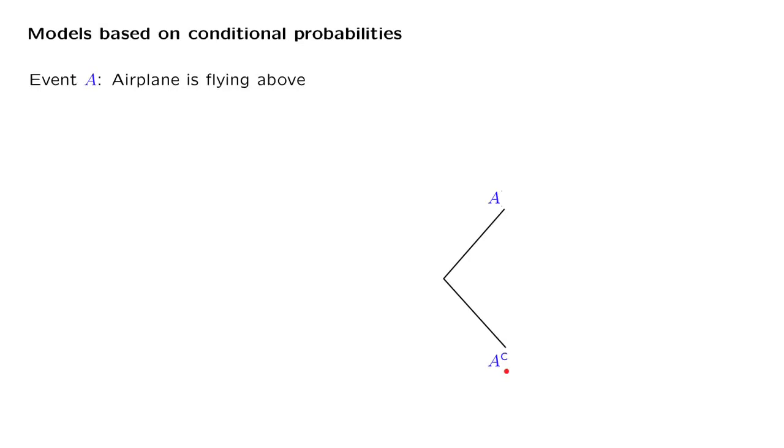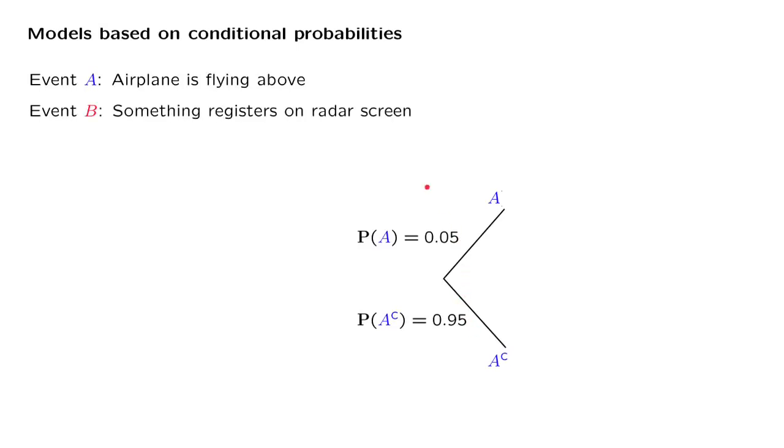We can also assign some probabilities to these two possibilities. Let us say that through prior experience, or some other knowledge, we know that the probability that something is indeed flying up there is 5%, and with probability 95%, nothing is flying. Now we also have a radar that looks up there, and there are two things that can happen. Either something registers on the radar screen or nothing registers.